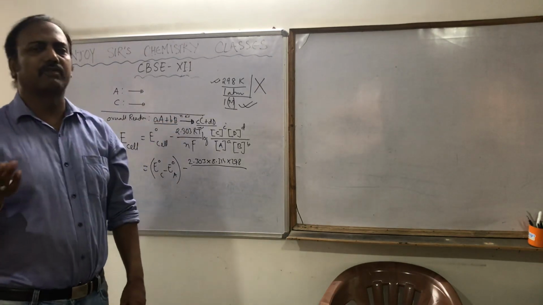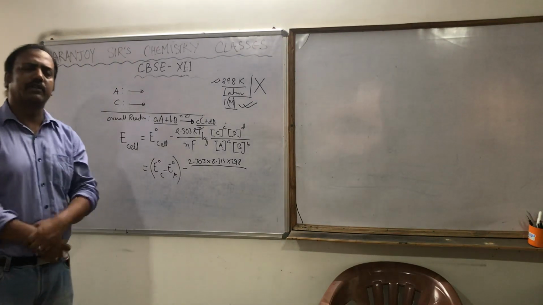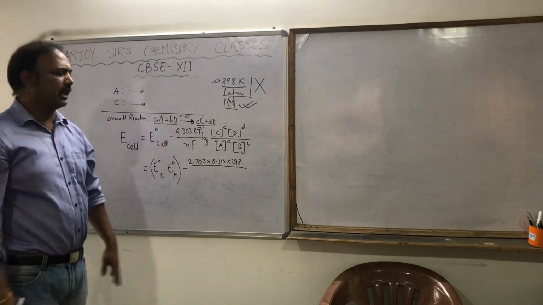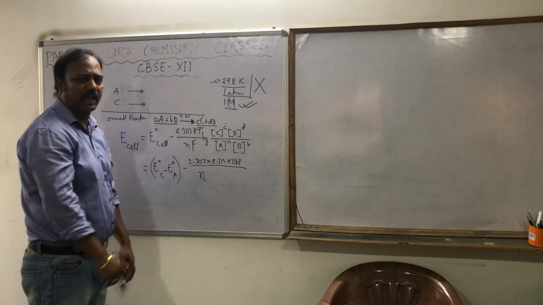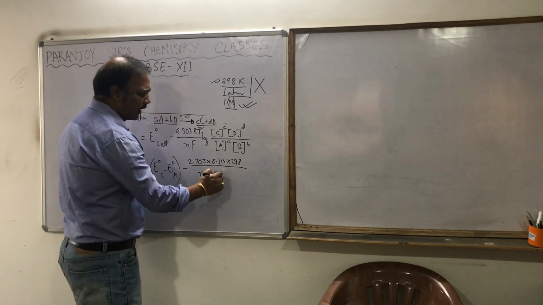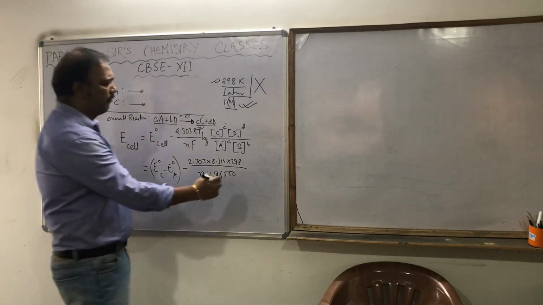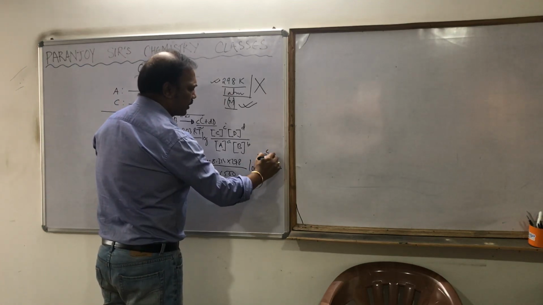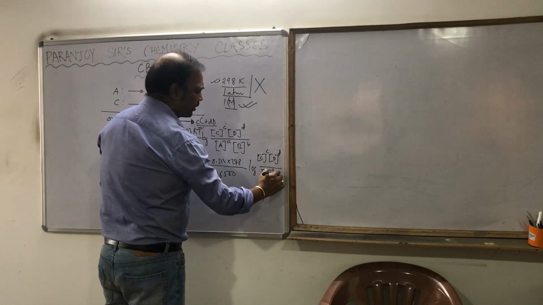Now n, the number of electrons, may vary. For a certain reaction only one electron can be involved, for another reaction two electrons, or in certain reactions 2, 3, whatever number of electrons are involved. So I am not going to write anything about n because this is a variable quantity. And what is F? All of us know that F is 96,500 coulomb because we are writing in SI unit. So log of concentration of C to the power c into concentration of D to the power d, divided by concentration of A to the power a into concentration of B to the power b.